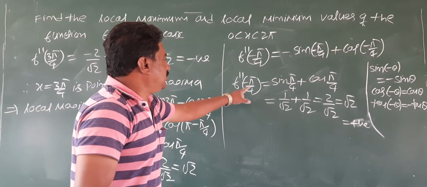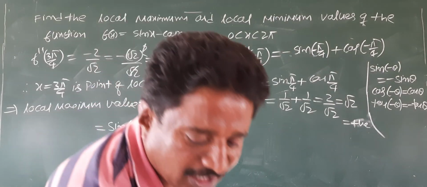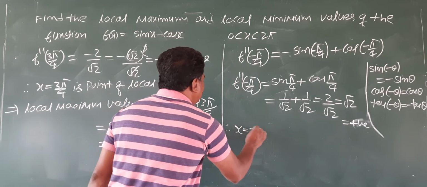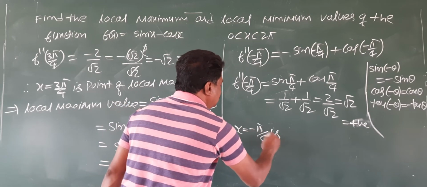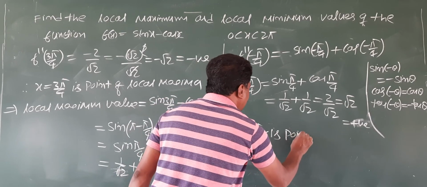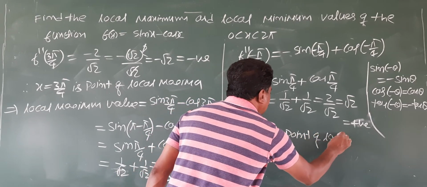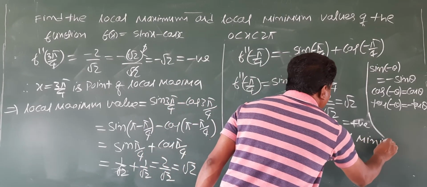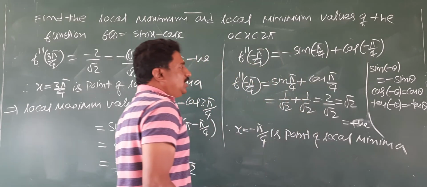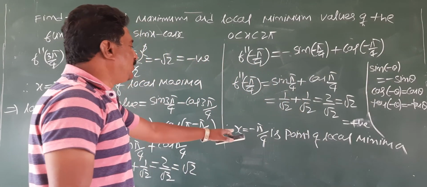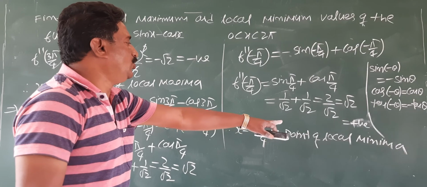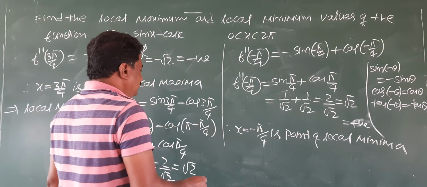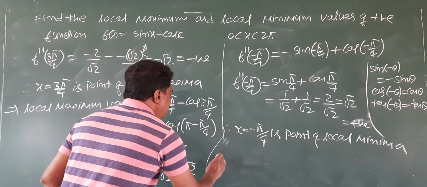Positive means what is this point called? Maximum point or minimum point? Minimum point. Therefore, x is equal to minus pi by 4 is a point of local minima. Scholars, x is equal to minus pi by 4 is a point of local minima. You calculate the minimum value. So local minimum value.